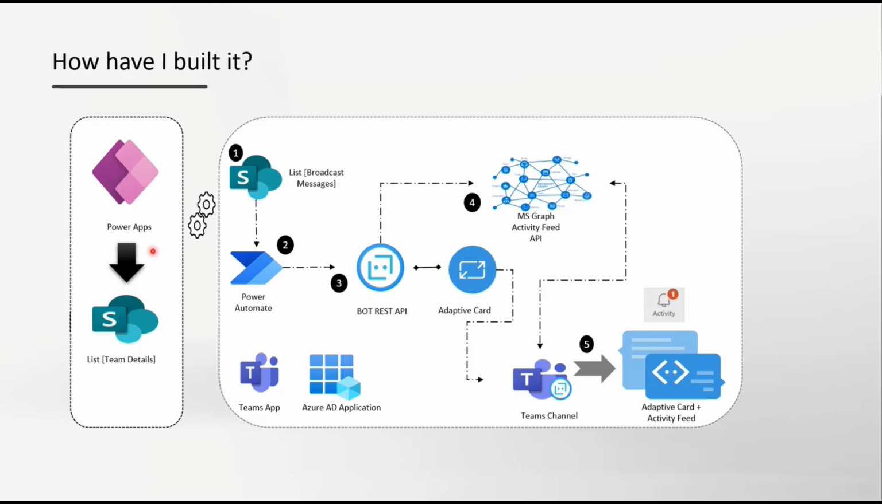Right. So after it is published from the Power App, it goes to a list which stores all the broadcast messages. Whenever there is a new item in this list, a Power Automate flow gets triggered, which will use a bot REST API connector to send that adaptive card. So we are not using an Azure function or the bot connector SDK to do this. We are rather doing it with the help of Power Automate. Once this REST API is posted, the adaptive card in the team gets the message ID for that adaptive card message, and it's using a Graph API endpoint to send the adaptive card. So that is how we are doing it here.